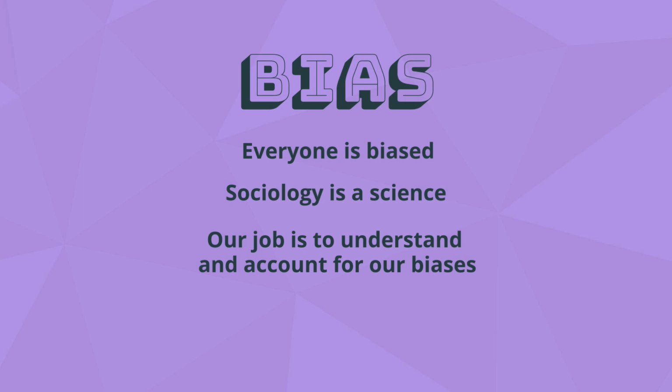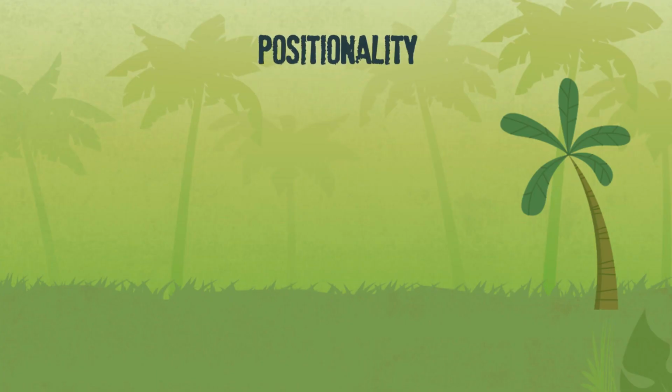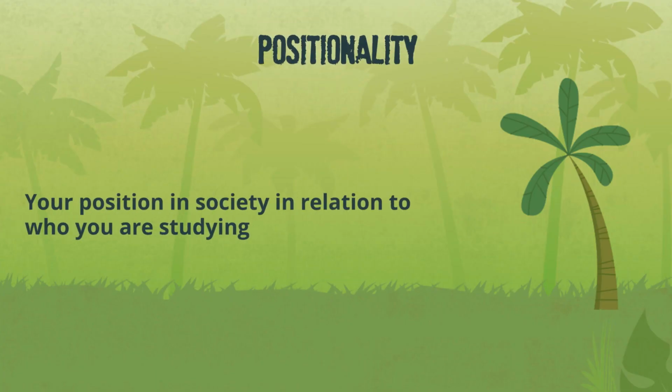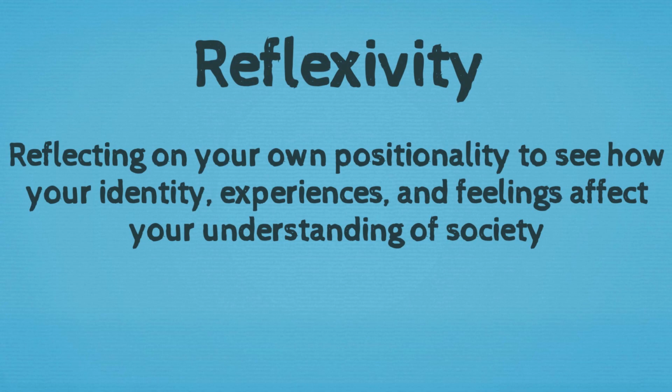We start by understanding our own positionality. That means your position in society in relation to who you are studying. Once we understand our positionality, we can practice reflexivity. Reflexivity means reflecting on your own positionality to see how your identity, experiences, and feelings affect your understanding of society.